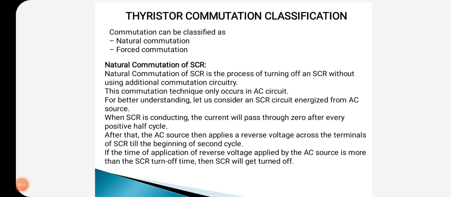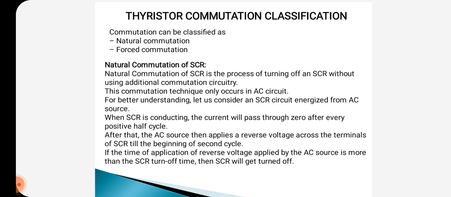Now the thyristor commutation classification. Commutation can be classified into two types, that is natural commutation and forced commutation. Natural commutation of an SCR is the process of turning off an SCR without using additional commutation circuitry. This commutation technique only occurs in AC circuits. For better understanding, let us consider an SCR circuit energized from an AC source. When the SCR is conducting, the current will pass through 0 after every positive half cycle.